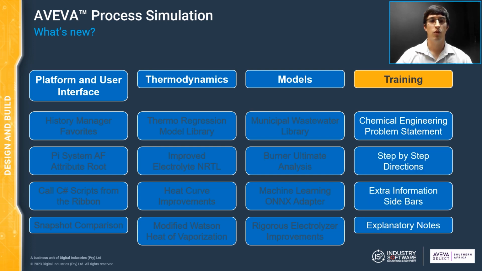The 2024 version has updated training exercises for different processes, features, and units of measure, which can be used with or without an instructor. Chemical engineering problem statements with step-by-step directions and extra information sidebars are included together with explanatory notes.